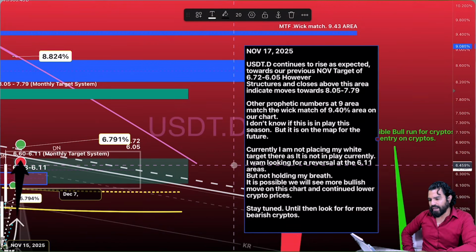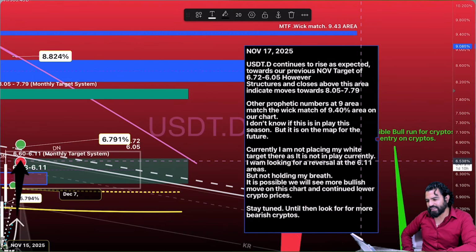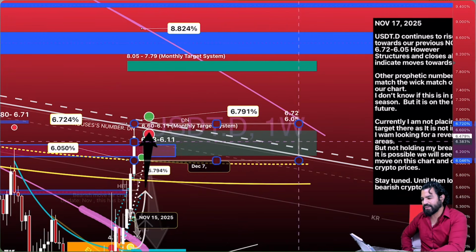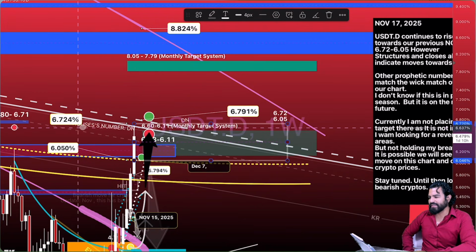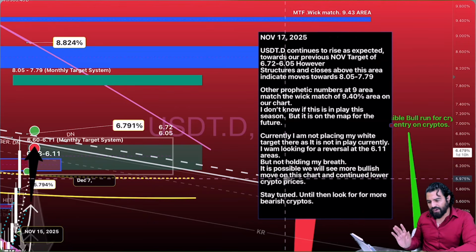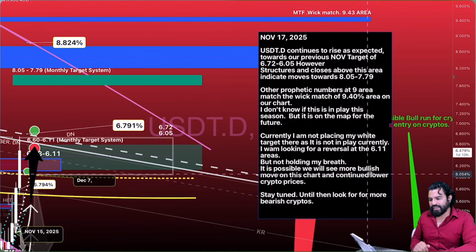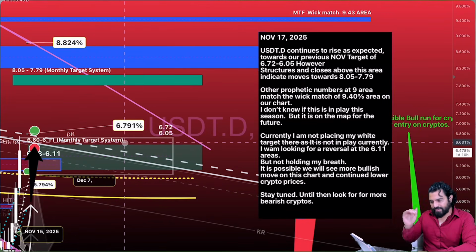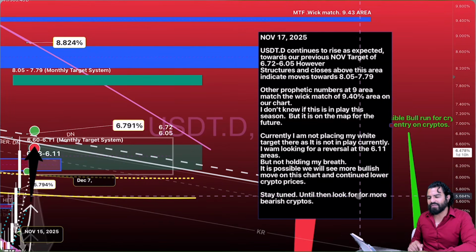Okay, right there. I am looking for a reversal of the 6.11 area, which is this target here, the 6.5, 6.74, but not holding my breath. It is possible we'll see more of a bullish move on this chart, and that continues to mean lower crypto prices. So a bullish move. Remember, when this goes up, your cryptos are coming down. Stay tuned. Until then, we're going to look for more.